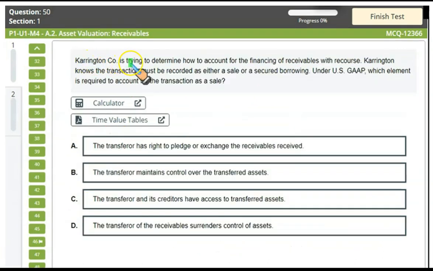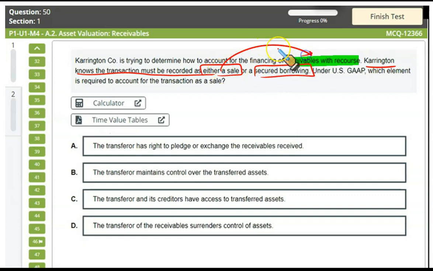Then, Carrington Company is trying to determine how to account for the financing of receivables with recourse. Receivable with recourse means you have sold your receivable, but if any bad debt occurs, the financing company will come back to you. This is receivables factoring, I'm sure you know. Carrington knows the transaction must be recorded as either a sale or as a secured borrowing. It will be considered a sale if complete control is given. You no longer hold control on your receivable. But if you still exercise control, it will be considered as a secured borrowing where you have given your account receivable as a collateral. Let us discuss.